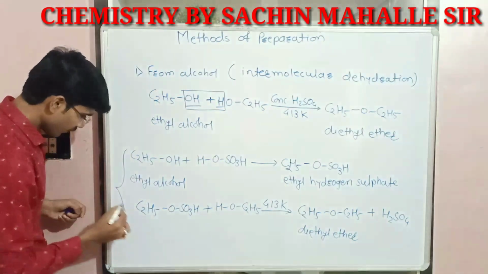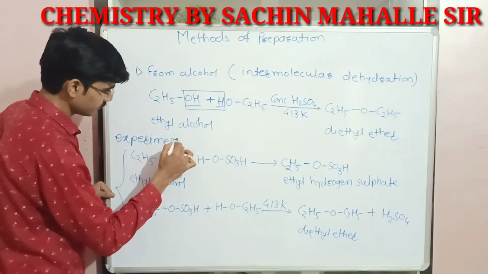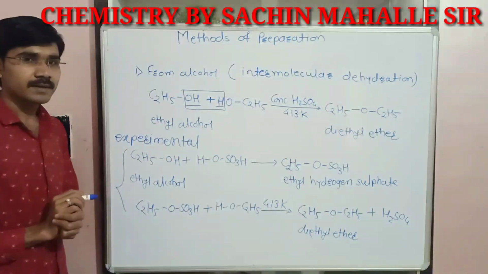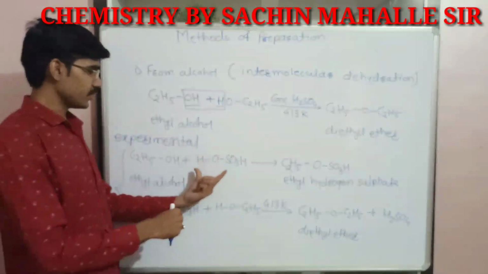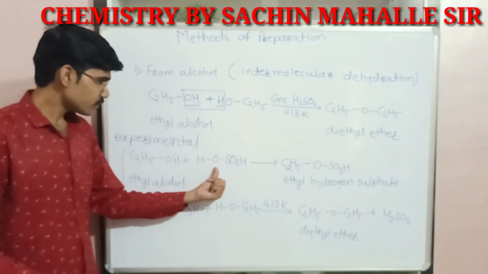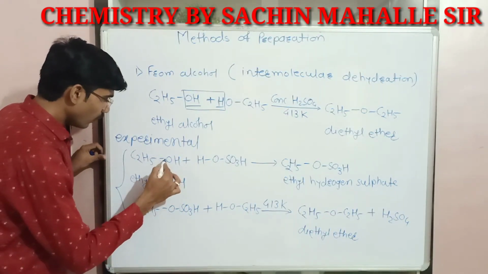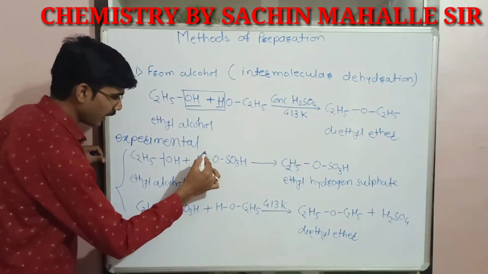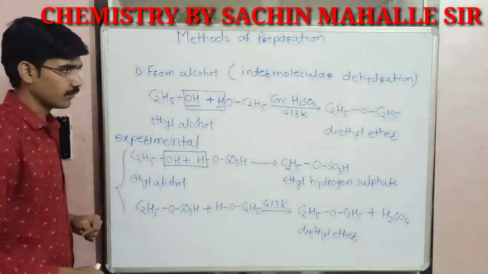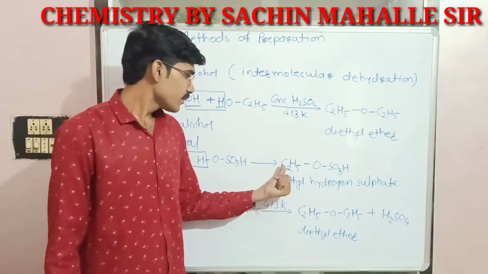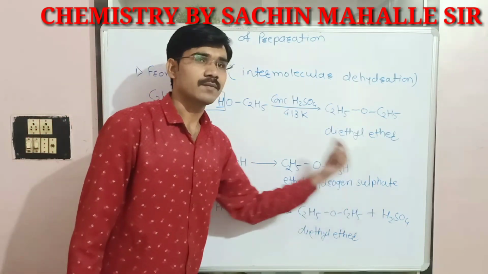Next, this is an experimental reaction. In that, first molecule of C2H5OH reacts with H2SO4. We written here HOSO3H, that is H2SO4, and OH from alcohol and hydrogen from H2SO4 we remove. The remaining molecule we are getting is C2H5OSO3H, that is ethyl hydrogen sulfate.